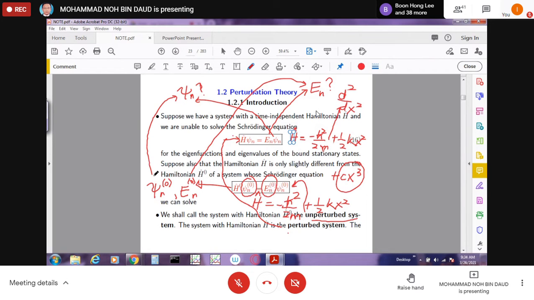The true, the ideal, the exact wave functions and the true, ideal or exact energy you learn in Physical 1 and Physical 2. If you know this, you will know this one. So the problem now: how do we solve this unsolved Schrödinger equation?